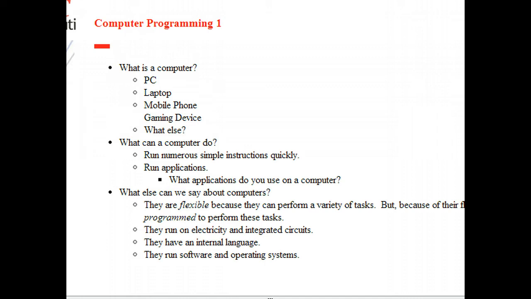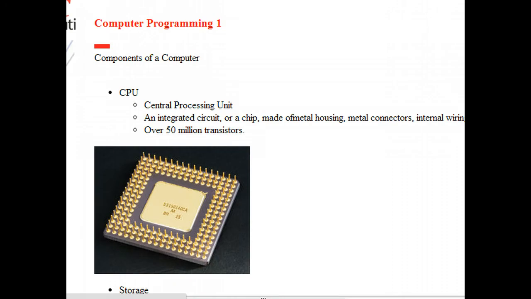Okay? So computers are flexible because they can perform a variety of tasks, but they have to be programmed, and that's what we do. We have to tell the electricity, we have to tell the circuits how to operate. Okay, so what are the components of a traditional computer and how does that apply to a mobile phone?